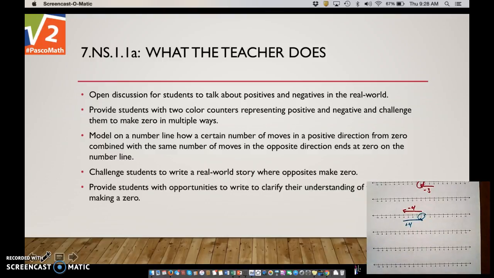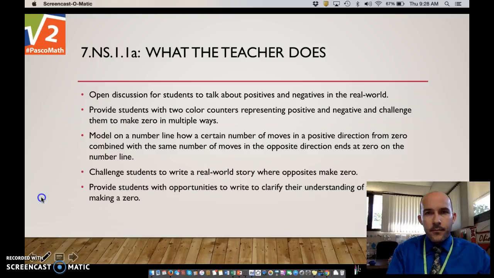We also want to challenge students to write story problems where opposites make 0, and provide students with opportunities to write to clarify their understanding of the concept of making 0. So again, we're going for that conceptual understanding of what making a 0 really means.